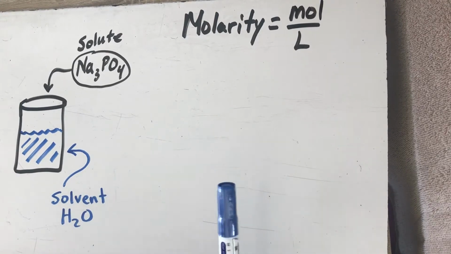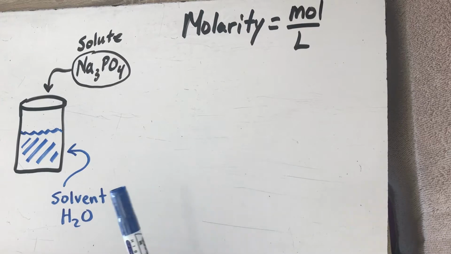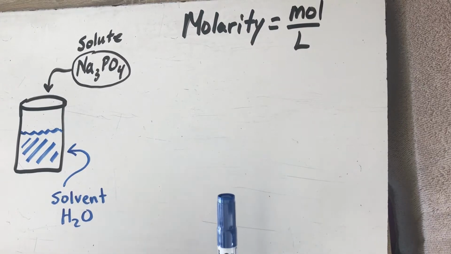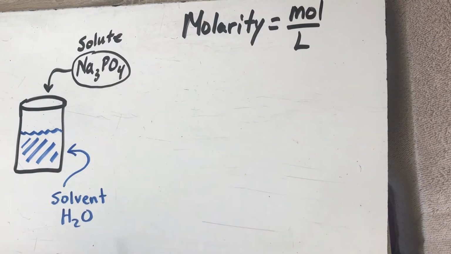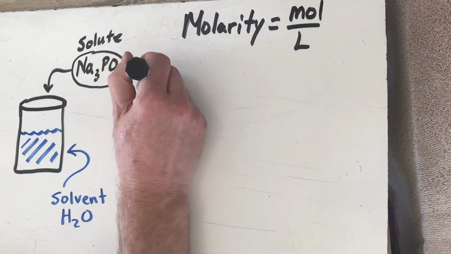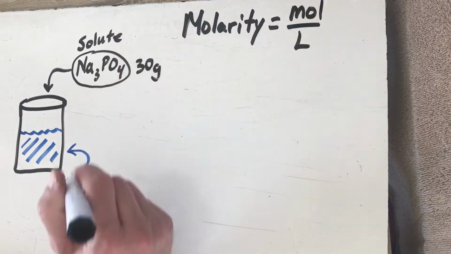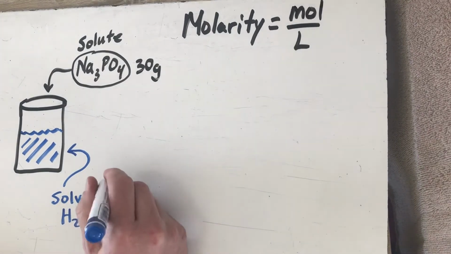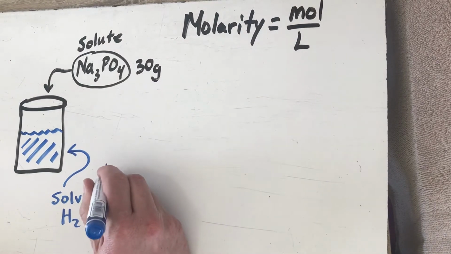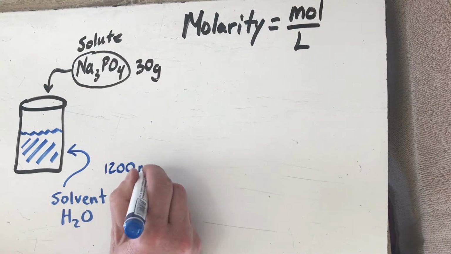So what we have is a number that tells us how much stuff is really dissolved in there. There are lots of units for concentration. Percent by volume is a real common one, but in chemistry, molarity is one we use frequently. So I'm going to make up an amount and show you the mechanics of how to calculate this and deal with it. What if we had about 30 grams of sodium phosphate and we dissolved it in enough water to make a volume of 1,200 milliliters.